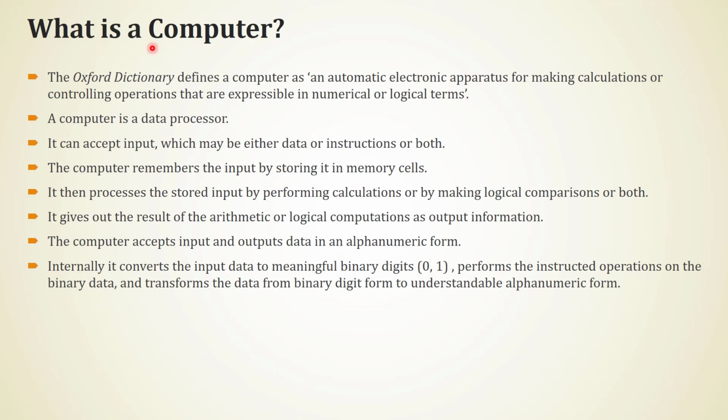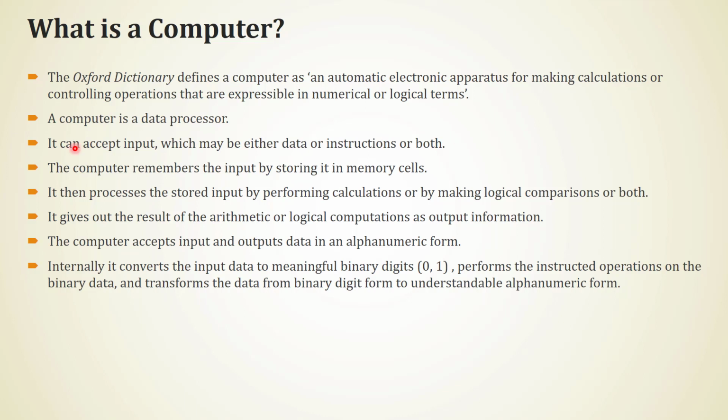What is a computer? The Oxford Dictionary defines a computer as an automatic electronic apparatus for making calculations or controlling operations that are expressible in numerical or logical terms. First point is the formal definition of computers. A computer can be considered as a data processor. It can accept input which may be either data or instruction or both.